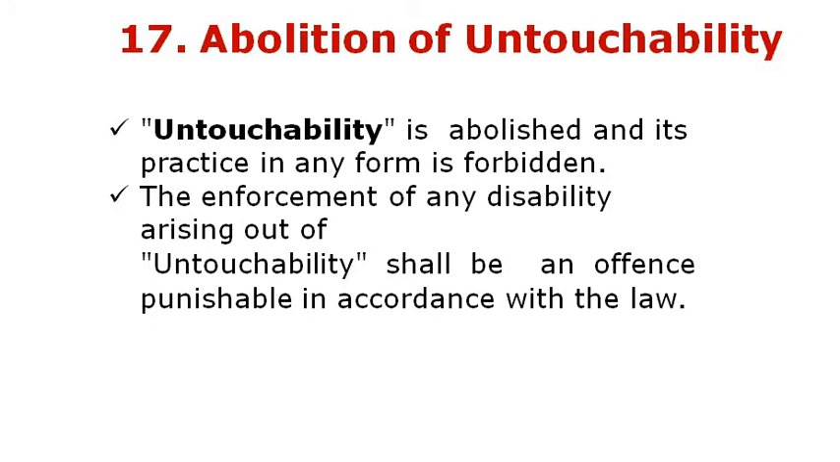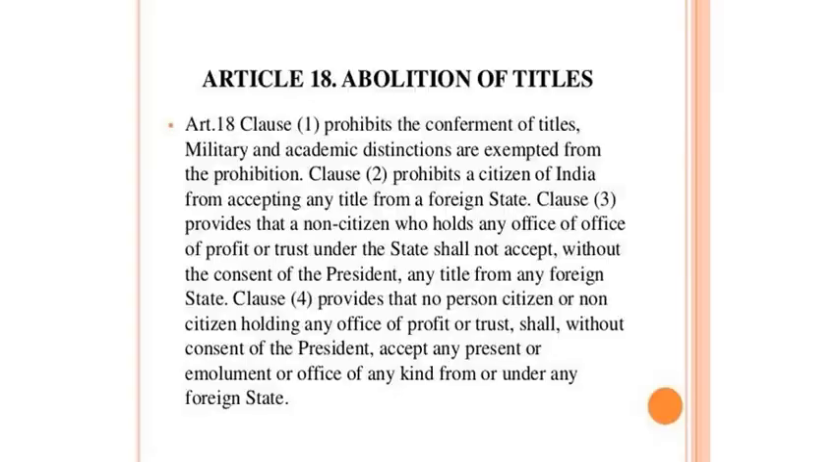The untouchability means the छुआछूत जो होता था पहले, किसी व्यक्ति जो अगर बैकवर्ड क्लास से होगा तो उसे छूना मना था, वही इसको अब Article 17 completely abolished that, and any person who is doing it is a punishable offence in accordance with the law. Then comes the Article 18. The Article 18 deals with the abolition of titles.